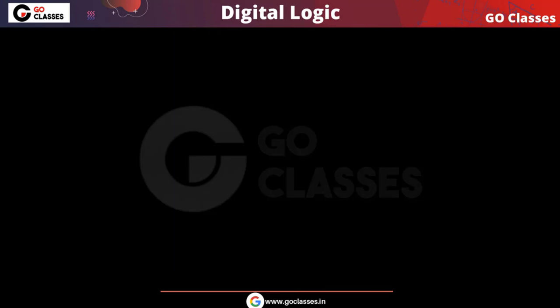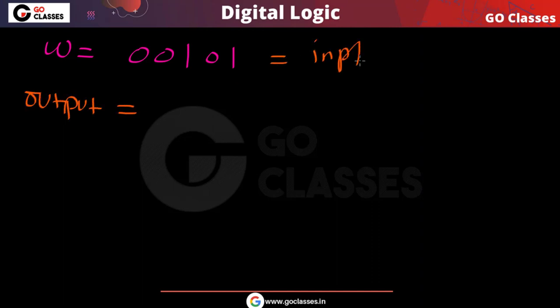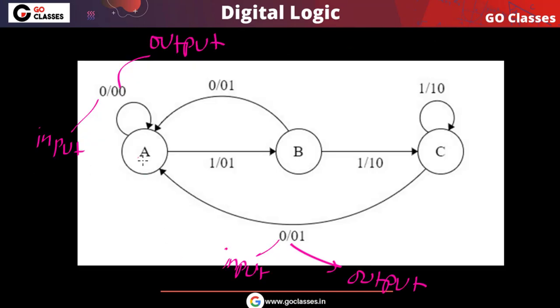So let's run this. For example, let us assume this is your Mealy machine, and you have the string W as 00101. Let us assume this is your string, then what will be the output? This is your input string, so what is the output string? This is what we need to find. Very simple, 00101, let's see this. You can notice this is your initial state. So let us assume this is the initial state.